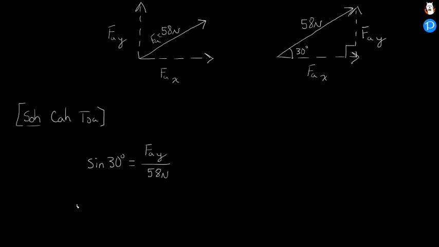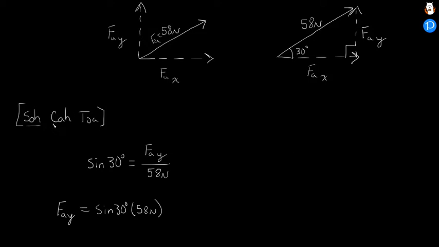What I can do is rearrange this equation to solve for my force applied in the y direction. So if I rearrange this, the force applied in the y direction is equal to the sine of 30 degrees times 58 newtons, or times the force applied here. And that would give me my vertical component.